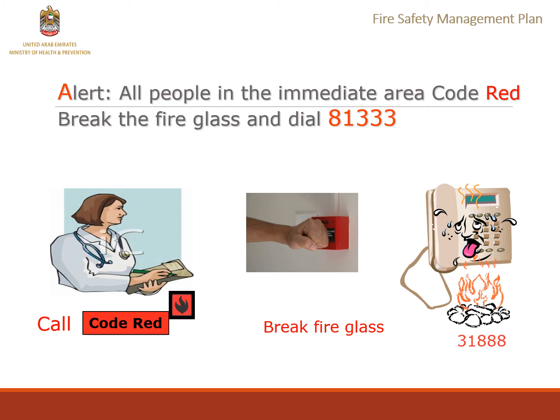To alert, you need to shout code red, code red, code red, loud and clear so that everyone can hear you. Call the emergency number 81333 to activate code red and break the glass. Of course, all of these steps can happen simultaneously if you have enough staff in the department. Someone can shout code red, another can break the glass and call the emergency number to activate code red.